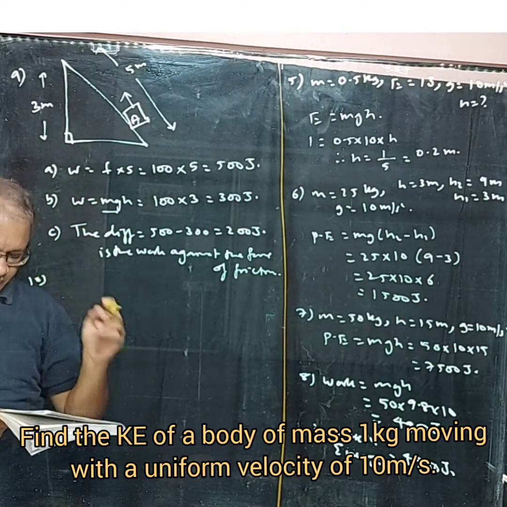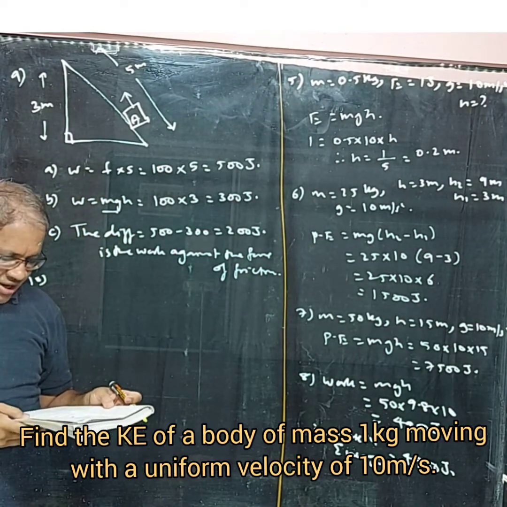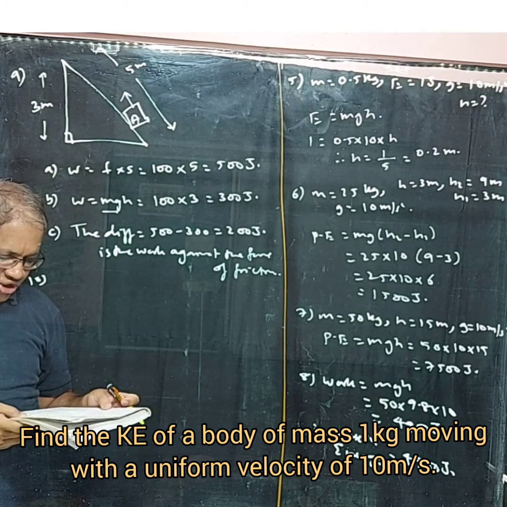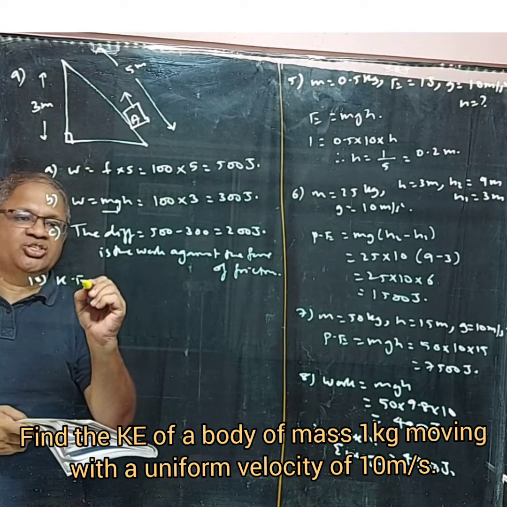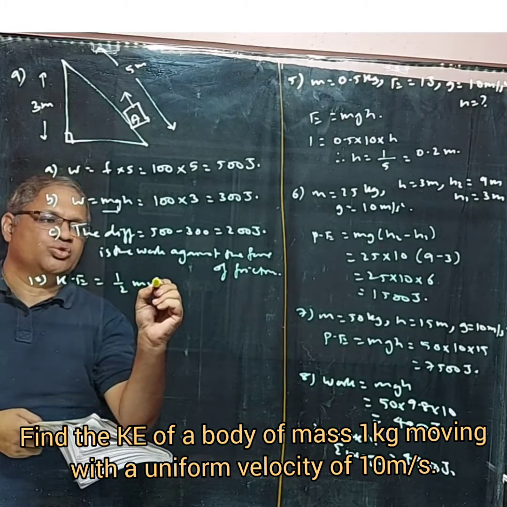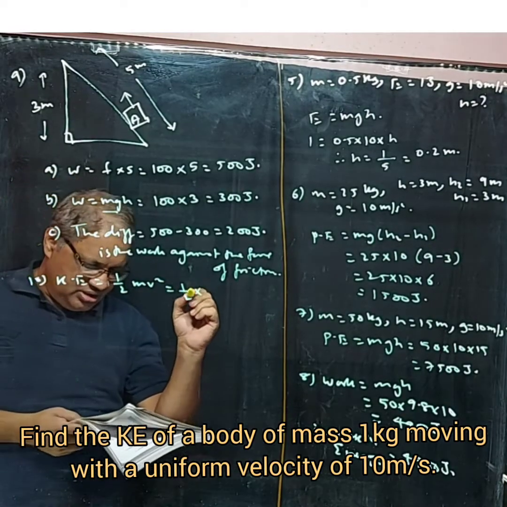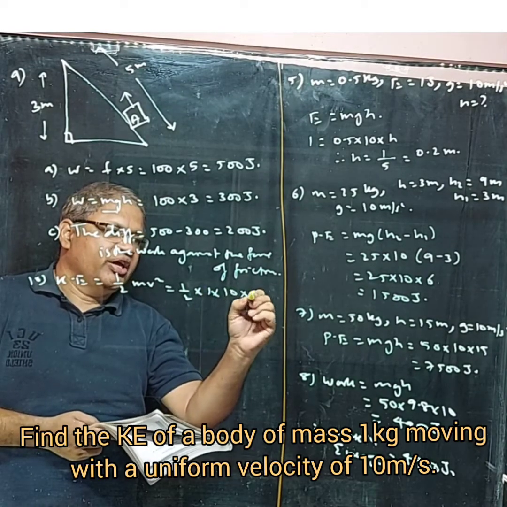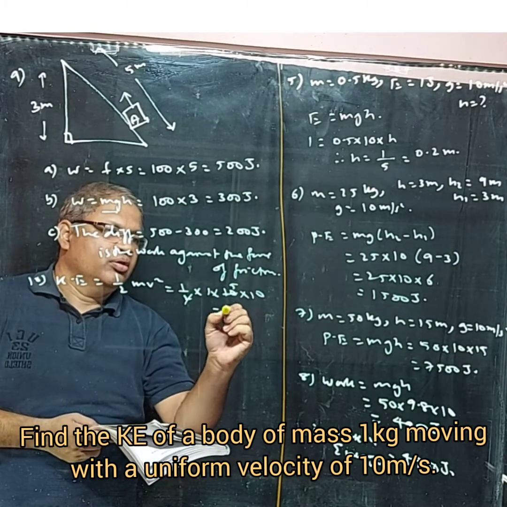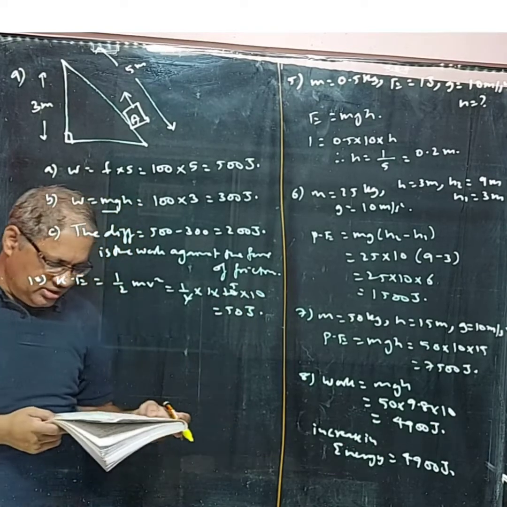Now 10th one. Find the kinetic energy of a body of mass 1 kg moving with a velocity of 10 meter per second. So kinetic energy formula is half mv square. So half, mass is 1, velocity is 10. So 10 into 10, so 50 joule is the answer.